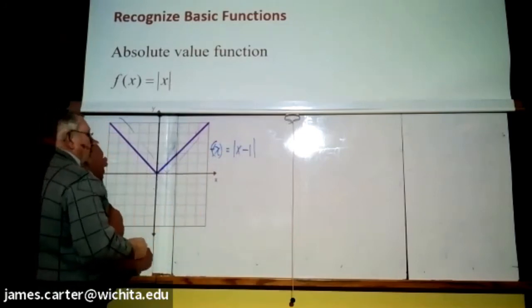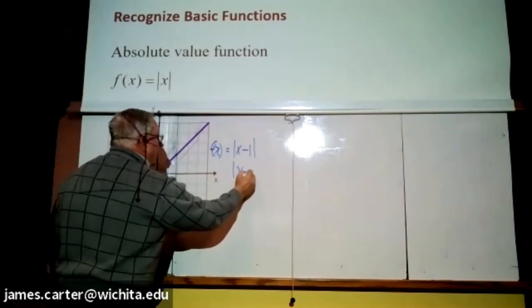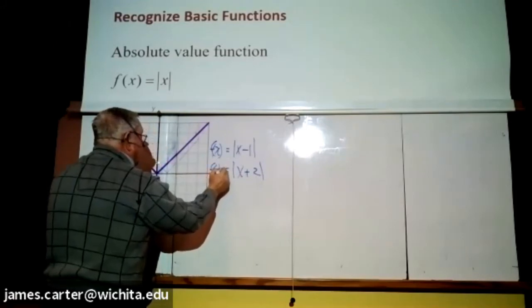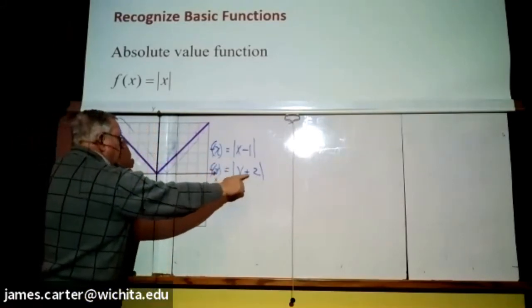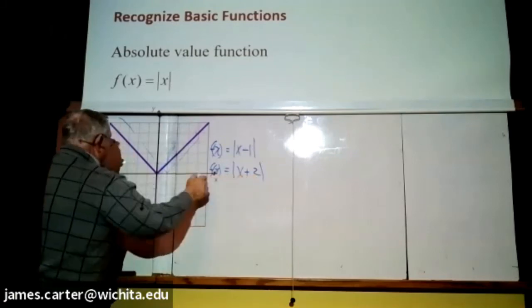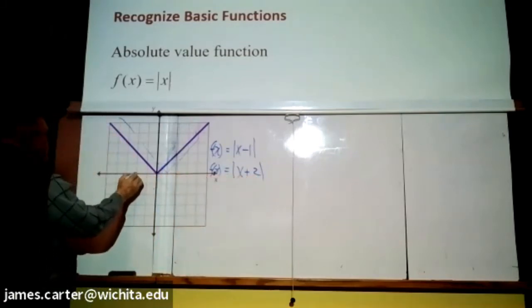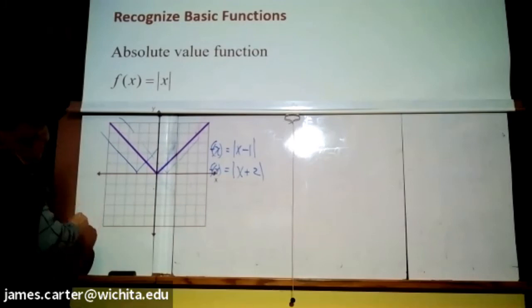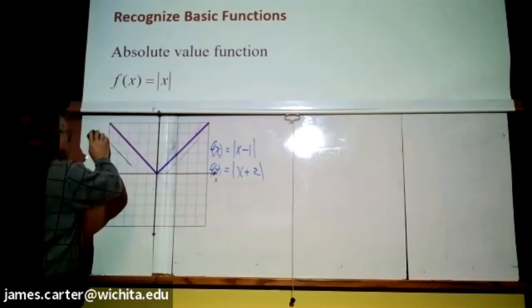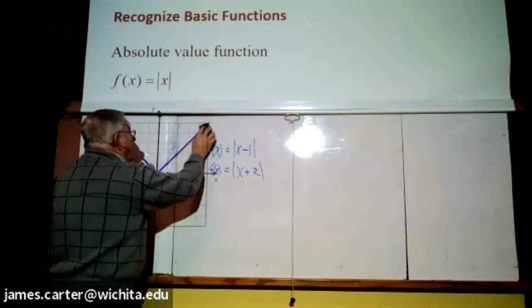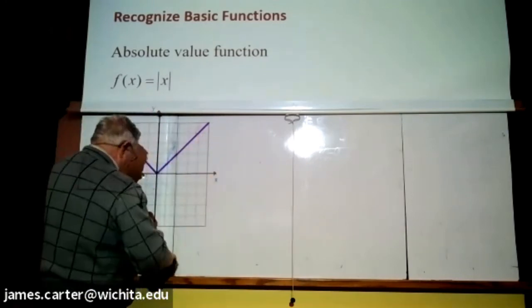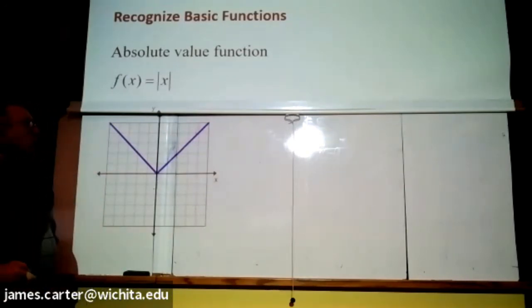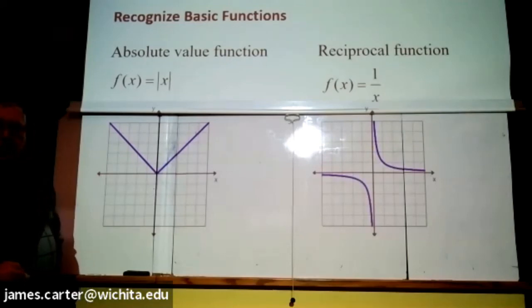Okay? If I had this one, then that would shift it to the left, the negative direction, 2 places. 1, 2, and so on. And those are transformations. But if you know these fundamental shapes that I've been going over just now, then you'll be able to graph a lot of problems without having to do point plots.